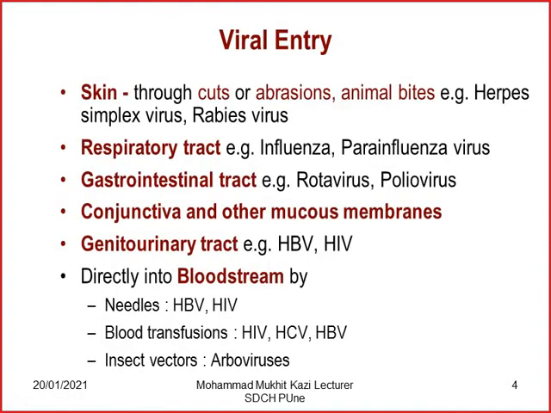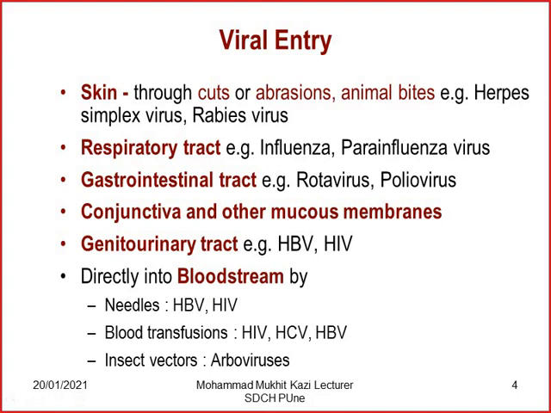So what are the different ways by which viruses get entry into the host cell? First and foremost, we will see skin, through cuts or minor abrasions, and animal bites. For example, the herpes simplex virus or rabies virus. Rabies virus, because there is a bite from a rabid dog. So through the skin it enters and establishes in the brain, and it causes mortality to the patient if not treated early.